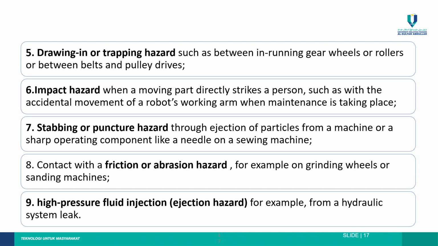Impact hazard, such as a hammer, or for example work robots: when the robot is turning and you are in the turning radius, you might get hit by the robot itself. Stabbing or puncture hazard, for example the sewing machine, the most obvious one. Contact with friction or abrasion hazard, for example grinding wheels or sanding machines. High pressure fluid injection, for example a hydraulic system. Maybe the liquid is pressurized, then somehow it leaks, so that the pressurized liquid could hit you.